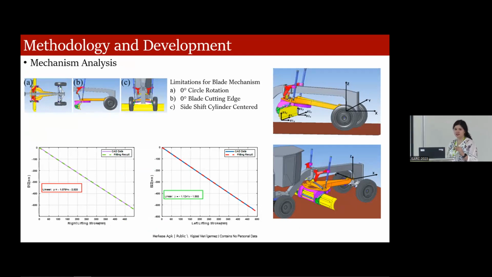For the mechanism analysis, we made some limitations for the blade mechanism as written here. We used 3D CAD program tools to find the relationship between the lifting cylinder stroke values and the blade edge positions. Finally, we used the least squares regression method to express this relationship with an equation.